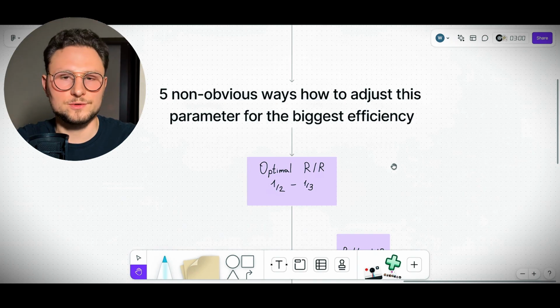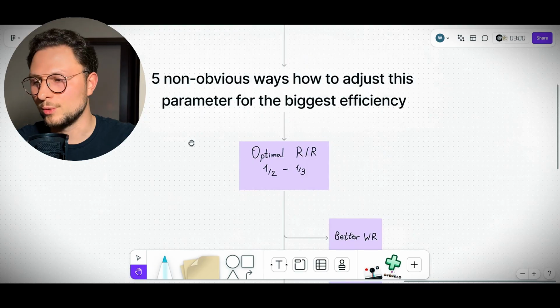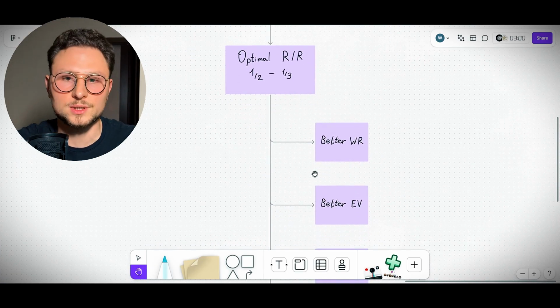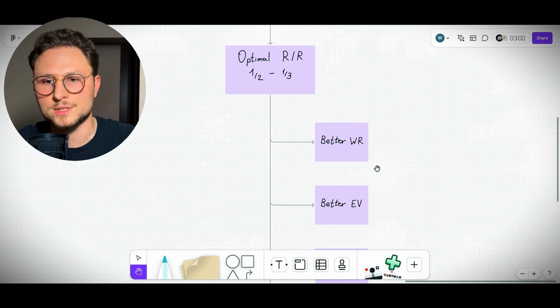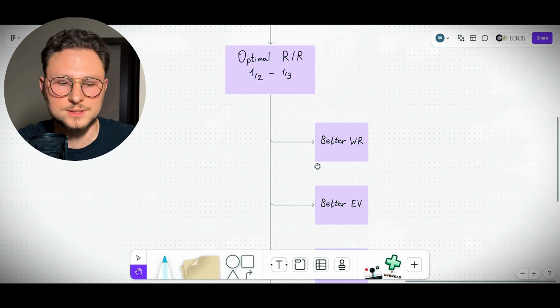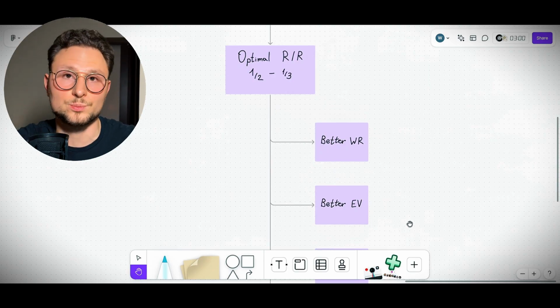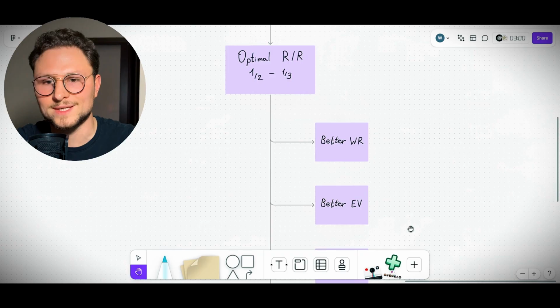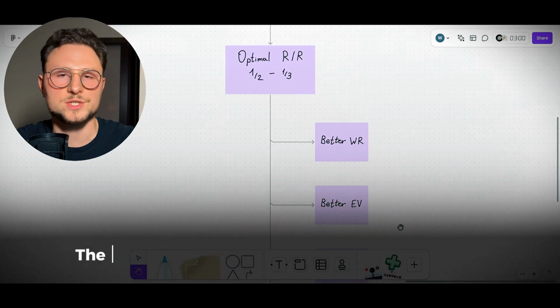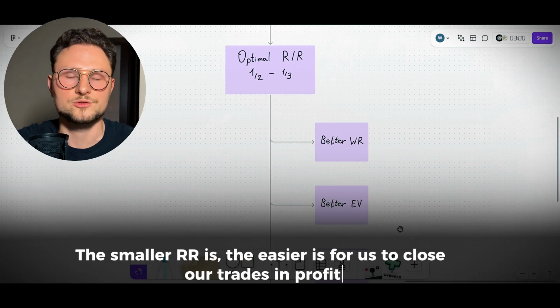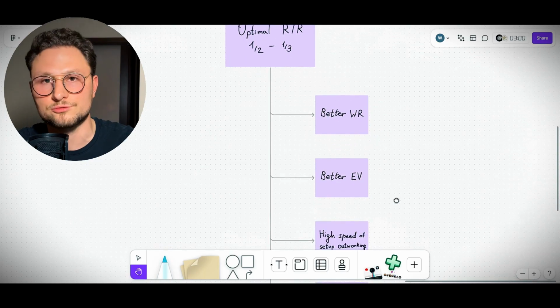From my own experience, I would recommend you to trade with lower RR, like 1 to 2, 1 to 3. Because, first of all, you automatically get a better win rate, because it is hard to predict the price movement for the next 1-5 minutes, but in certain situations it is possible. And the bigger the time span you want to predict, the harder it will be to do this. So the smaller RR is, the easier it is for us to close our trades in profit. Win rate through the roof.